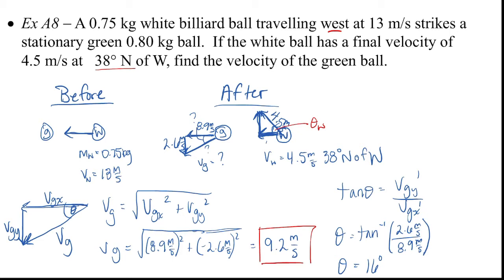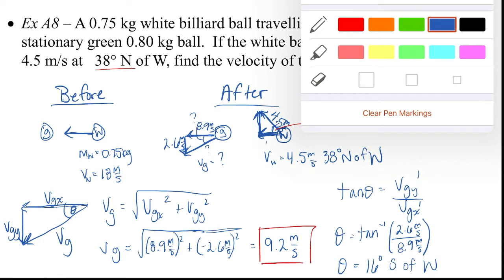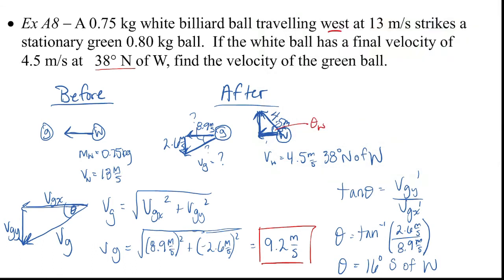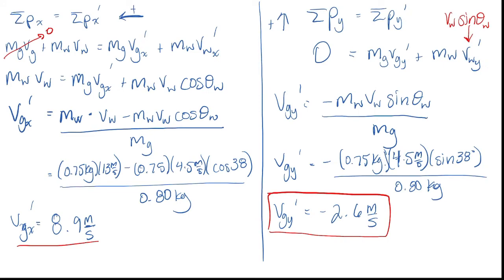So we know that this 16 degrees is going south and west, but specifically with the way I drew the triangle, this would be south of west. Remember, if you gave me west of south, that'd be fine as long as it's the complementary angle, which here would be 74 degrees west of south, so either one of those angles would be perfectly correct. But there we go. There is our resultant velocity of the green ball, which is 9.2 meters per second at 16 degrees south of west.